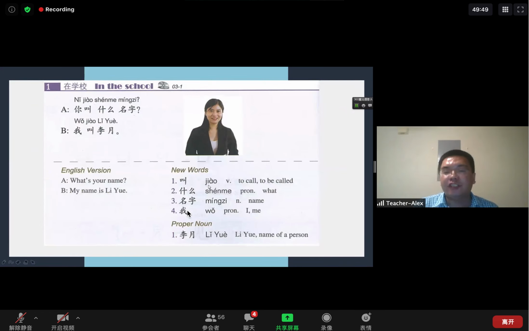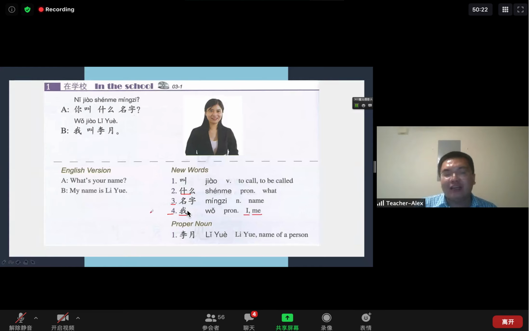the first one is 叫. 对, 叫 means to call or to be called. Number two, 什么. 什么 means what. And number three, 名字. 名字 means name. Number four, 我, 我 means I or me.